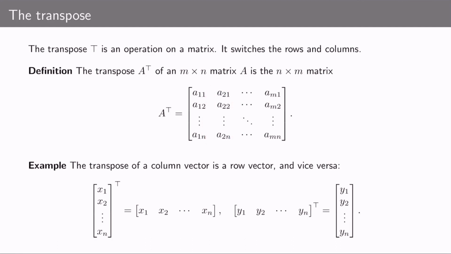Now we will frequently transpose column vectors or row vectors, so it's worth pointing out specifically that if we transpose a column vector, then we'll get a row vector with the same entries. And if we transpose a row vector, then we get a column vector with the same entries.